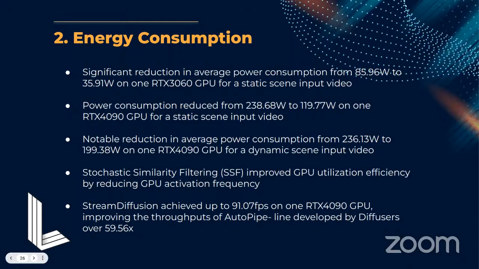Next comes the energy consumption. In the evaluation of the energy consumption with a stochastic similarity filter, which is SSF, applied to the input videos with a threshold set at 0.98, the SSF notably reduces the GPU utilization in scenarios with static or highly similar input images. In a 2 denoise step image-to-image experiment on the RTX 3060 GPU, the average power consumption decreases significantly from 85.96 watt to 35.91, which is a lot of difference.